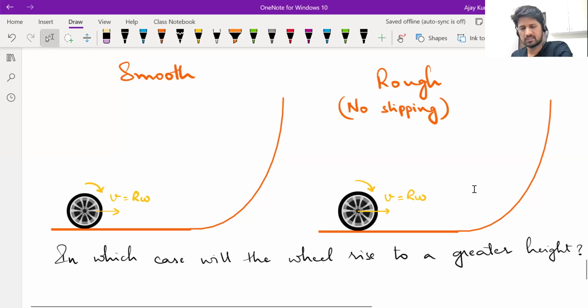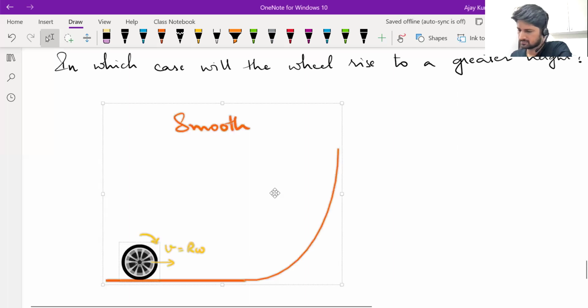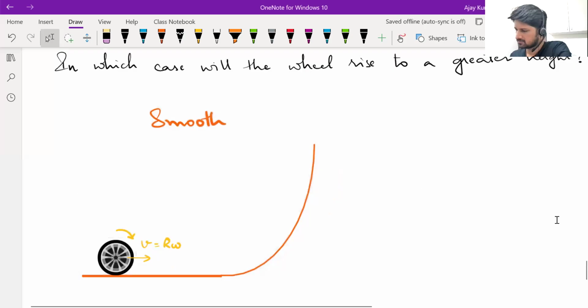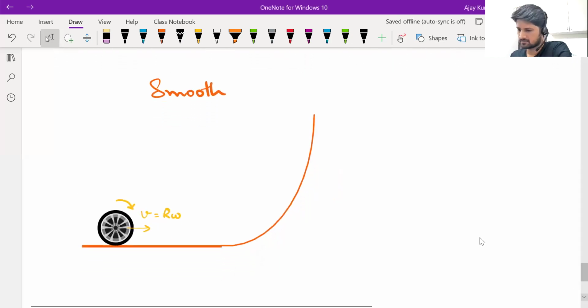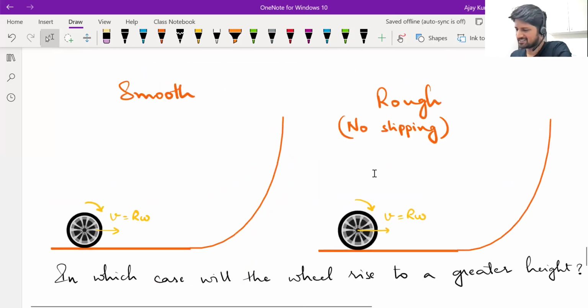Okay. Aishwarya, what do you think? On which surface will the wheel rise higher? Sir, on the rough surface. Rough surface. Okay. Vanilla, what do you think? Sir, I think it will be the same. Same. Okay. So three different answers. Rishi, just take a wild guess. One wheel is rolling on smooth surface, one wheel is rolling on rough surface. In which case will it rise higher? Rough one, sir. Rough one. Let's see.